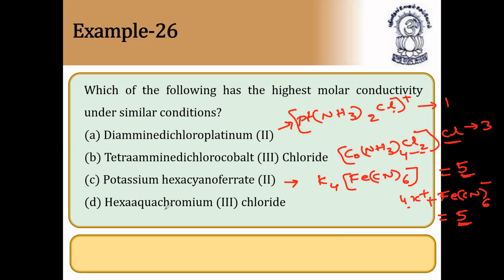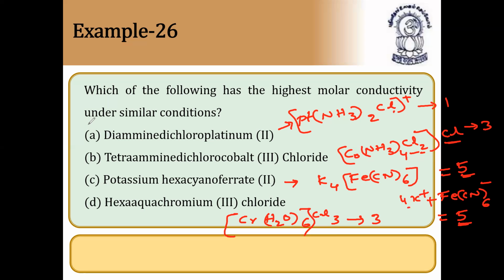Next, hexaaquachromium(III) chloride. Hexaaqua means [Cr(H2O)6], with H2O taken 6 times. Chromium(III) chloride means there are 3 chlorines outside and inside it is 1. So this will produce only 3 Cl minus. So 1, 3, 5, 3.